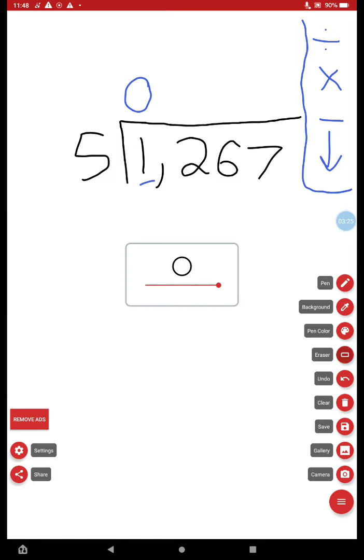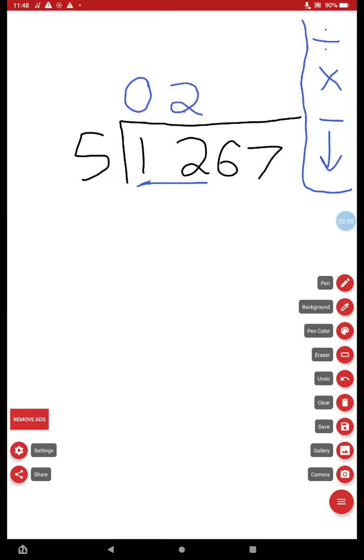Let's get rid of the commas. I think that might confuse you a little bit. Let's look at 12. What's 12 divided by 5? Well, that's 2. What's 2 times 5? 10. Subtract. What's 12 subtract 10? 2. Bring down the 6.